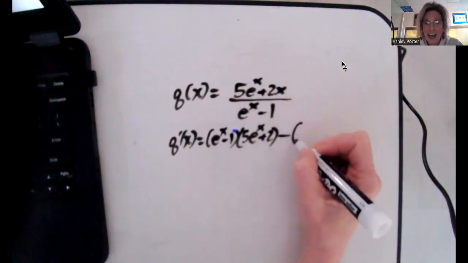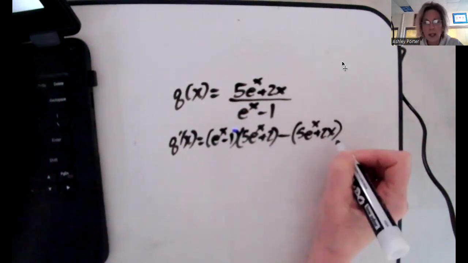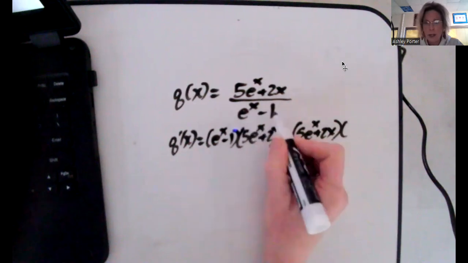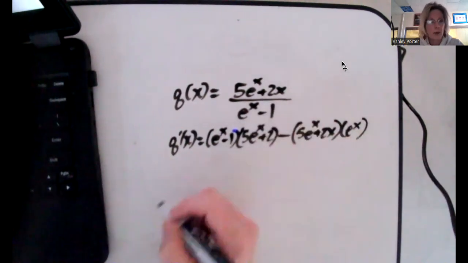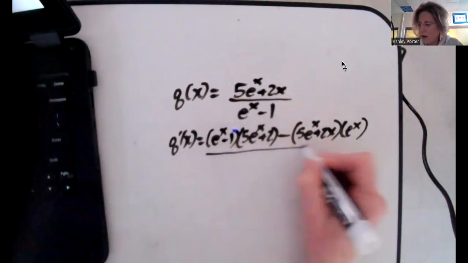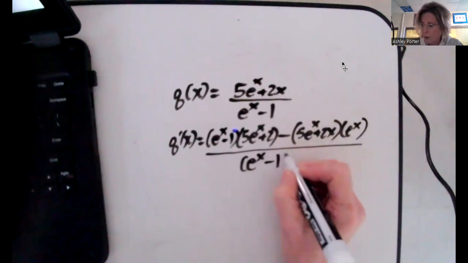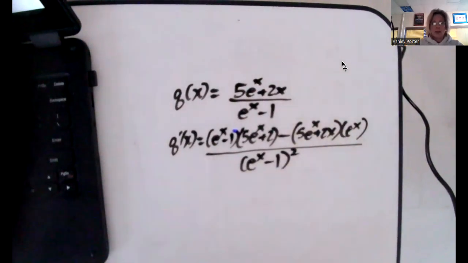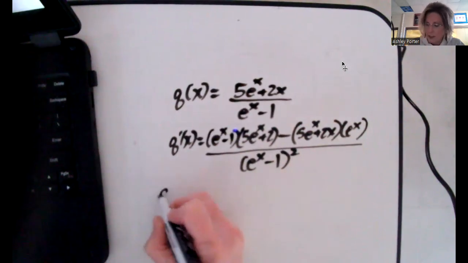Minus high d low. Derivative of bottom is derivative of e to the x. The derivative of negative 1, of course, zeroes out. All over low. It's the flow rider moment of the day. All right, so we need to clean top just like we did last time.